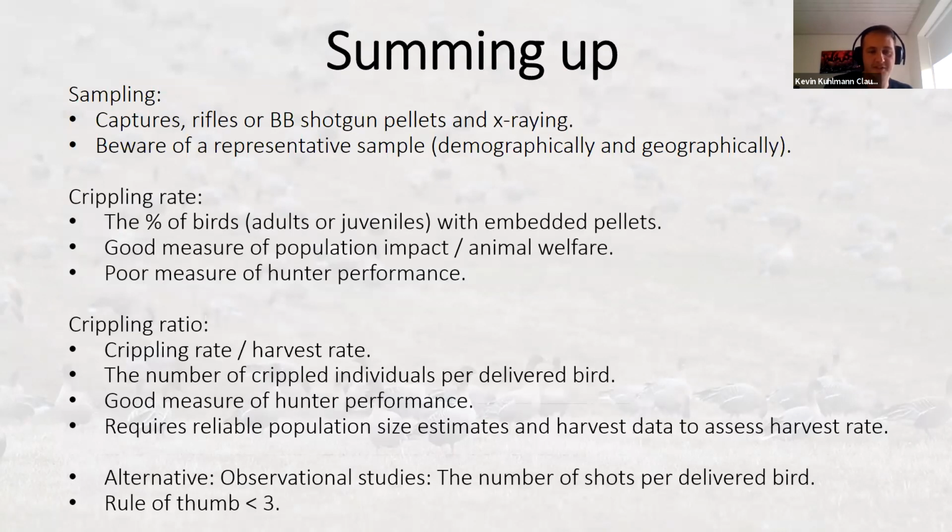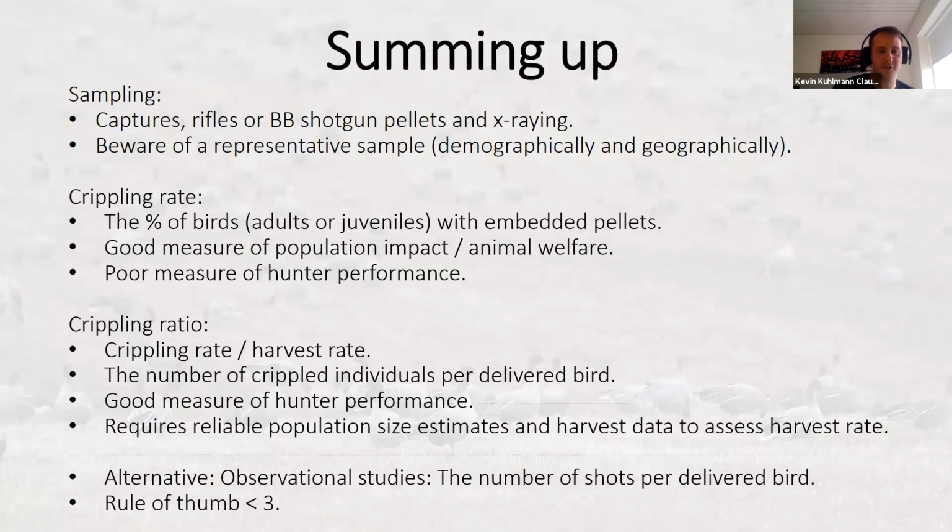As a consequence, if you are interested in the performance of the hunters, you should use the crippling ratio, which is simply the crippling rate divided by the harvest rate. And what this gives you is the number of crippled individuals per delivered birds. And while this is a good measure of performance, you do need to be aware that it requires reliable data, both on the population size and on the harvest of the population. And these might, at least in some areas and some cases, be very hard to get at.